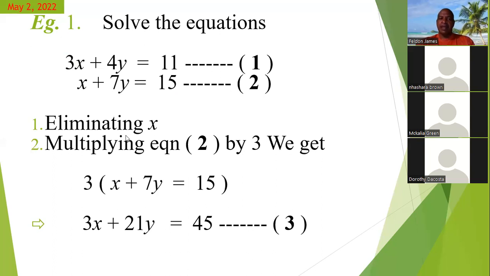Now, notice the statements that I've made as we're going along. The first statement is that I am eliminating X. I'm telling my examiner that this is the one that I choose to eliminate. The second thing I said is that I'm multiplying equation 2 by 3. Why are we multiplying equation 2 by 3? So that we can get the coefficient of X to be the same as the one in equation 1. So we multiply by 3, and this is what we get. Now we have equation 3.